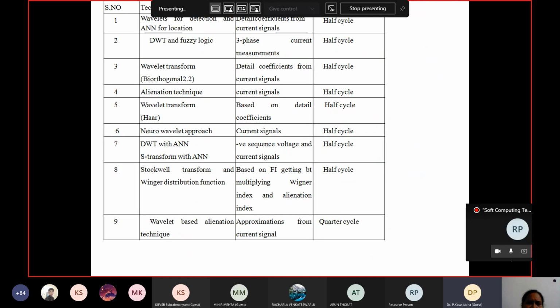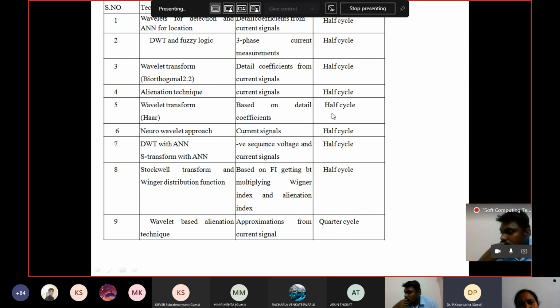When compared to other works, so much research has been done in this area of protection, to detect and locate the faults, as well as to detect the islanding condition. Passive methods are there, active methods are there, so many methods are there. Here wavelets and ANN are used for detection, and ANN is used for location. Here detailed coefficients are taken, but it is detected in half cycle. If we observe all these techniques, the faults as well as the islanding condition are detected only in half cycle.